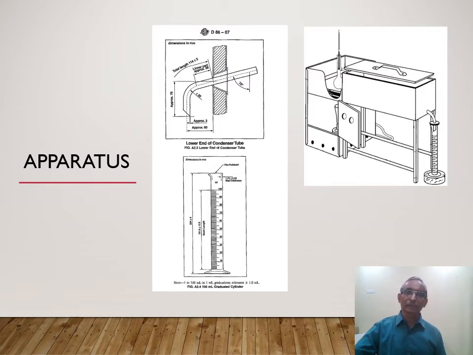The design is given by IP, Institute of Petroleum London, or ASTM, and we call it ASTM D86. The number is given by the ASTM, that is ASTM D86. As per the standard of ASTM D86, they have given the nomenclature. What is the measuring cylinder height? What is the marking of that one? 10 ml, 20 ml, 30 ml. At what distance are these markings?